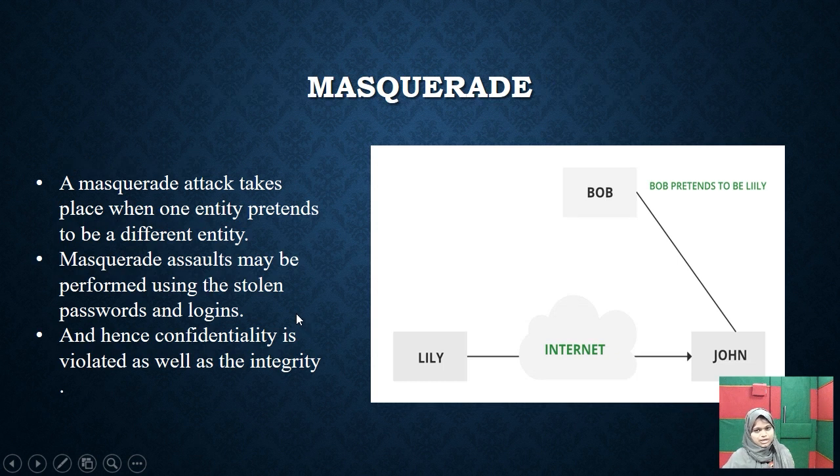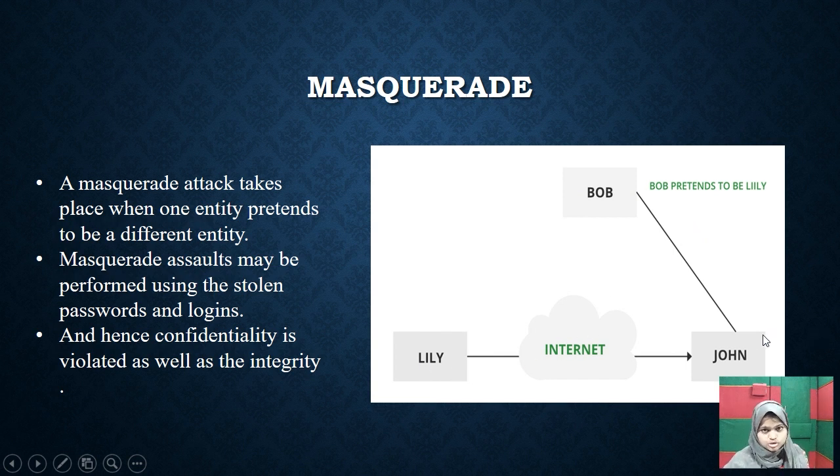So let's see the masquerade attack. Here you can see Lily is communicating with John. They are sending some sort of information via the internet. And now, what is this masquerade attack? Let's read this and then I'll explain. A masquerade attack takes place when one entity pretends to be a different entity. So here Bob is trying to pretend to be Lily.